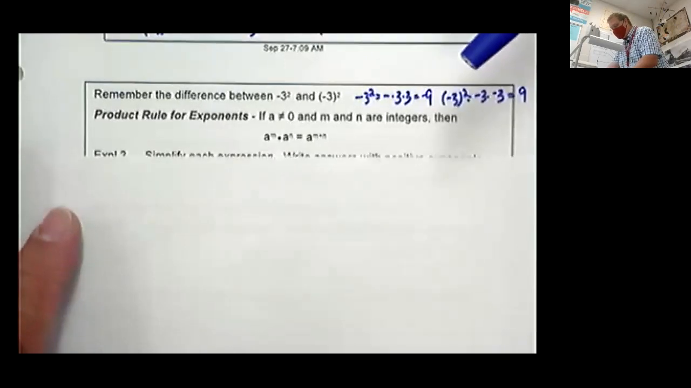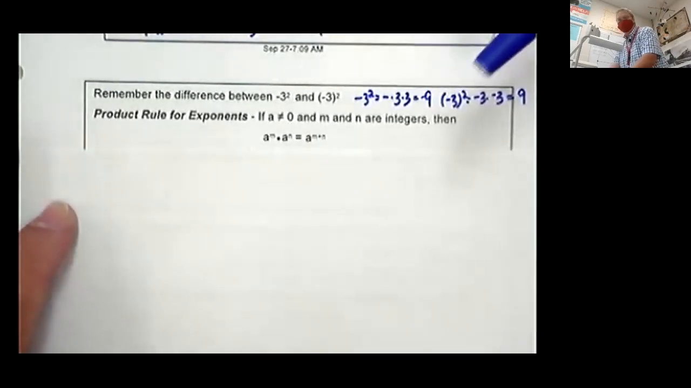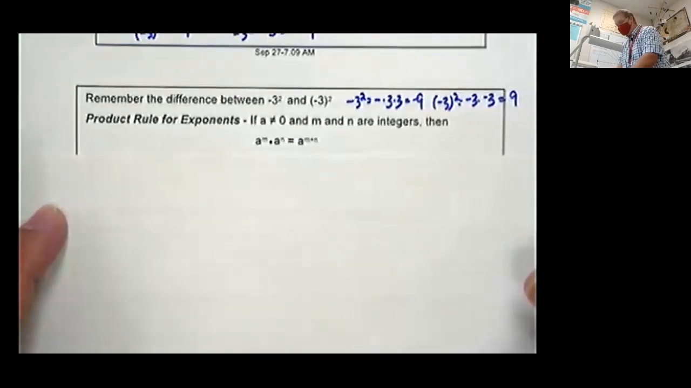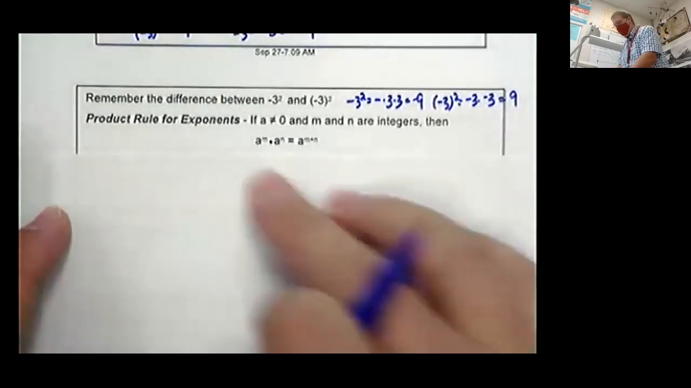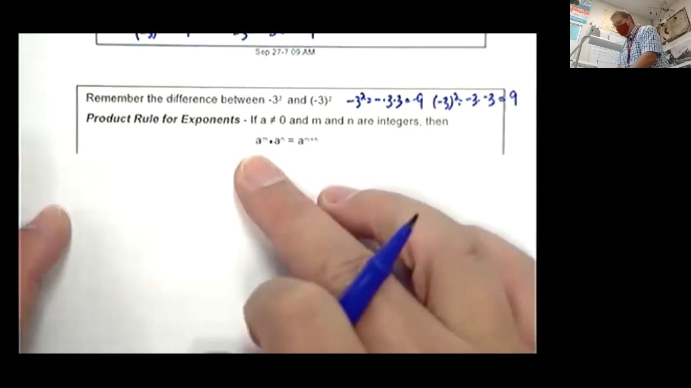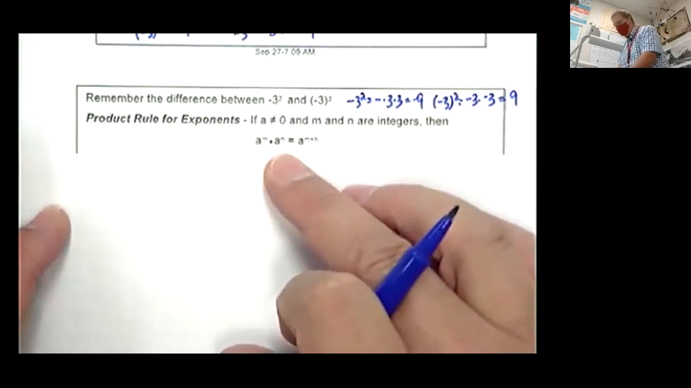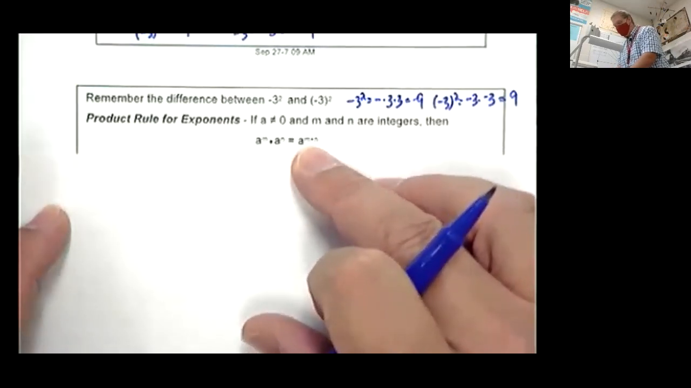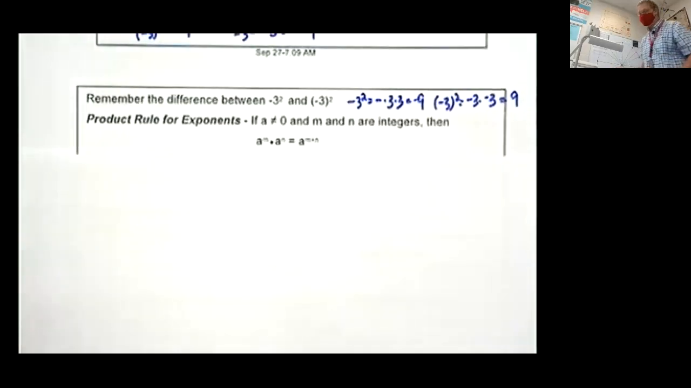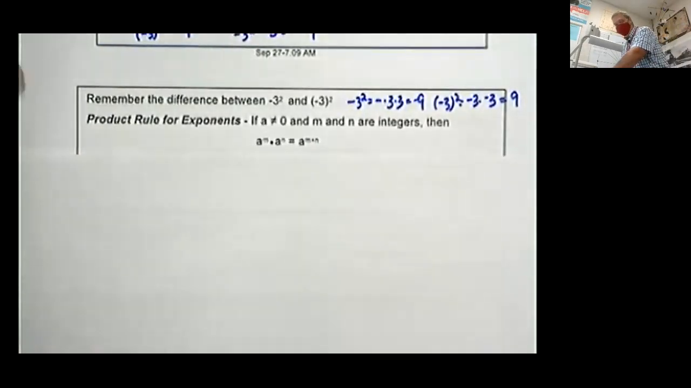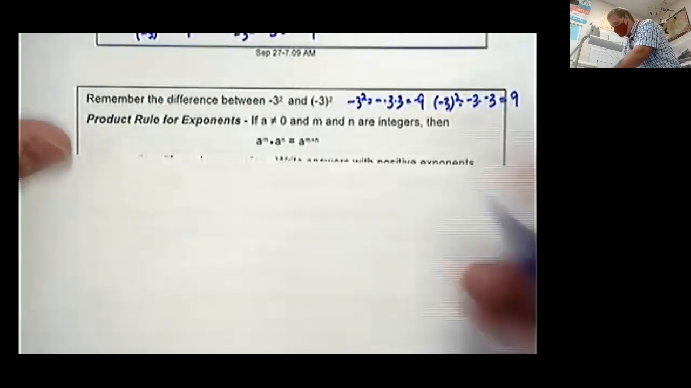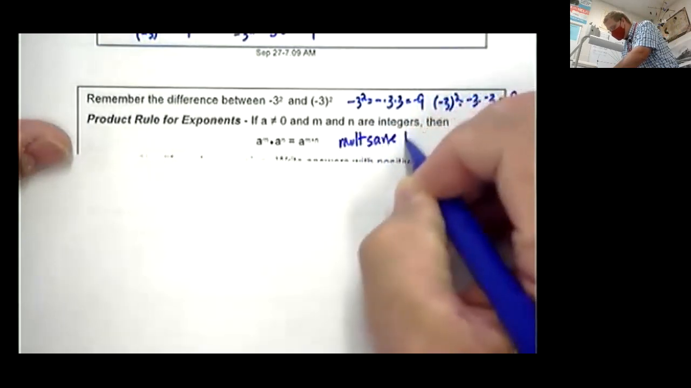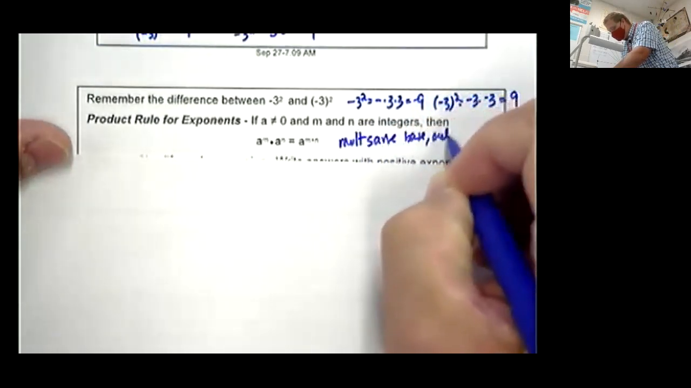Now we get into a bunch of the rules. What if we're multiplying with the same base? If a is not equal to 0 and m and n are integers, then if we're multiplying a to the m times a to the nth, that's just a as the base, and then we're going to add the exponents, m plus n. If we're multiplying the same base, we add the exponents.